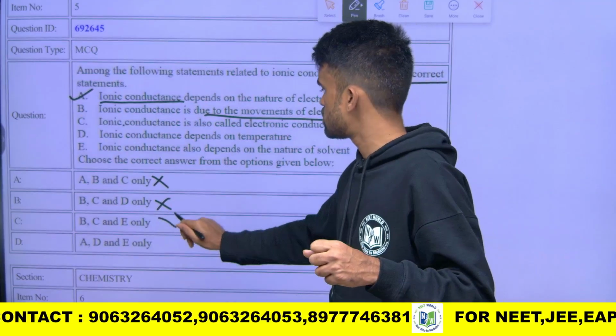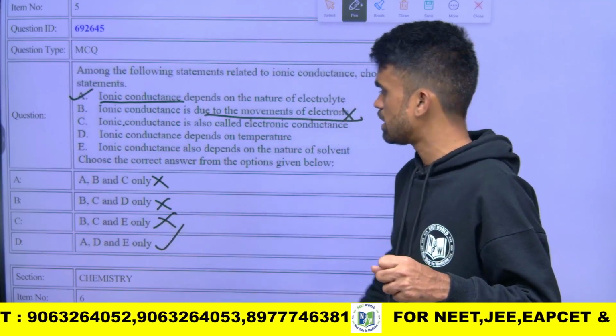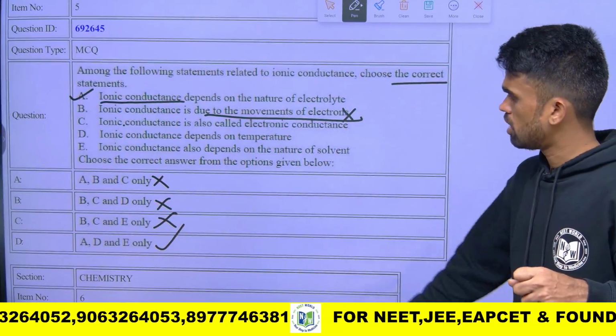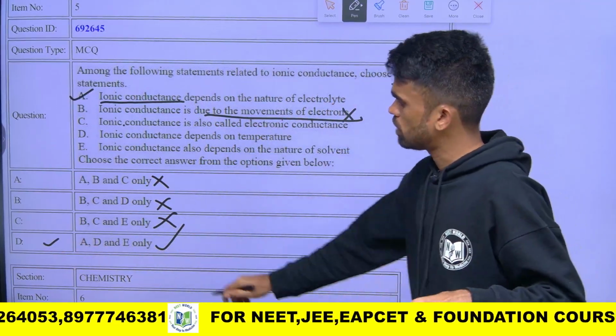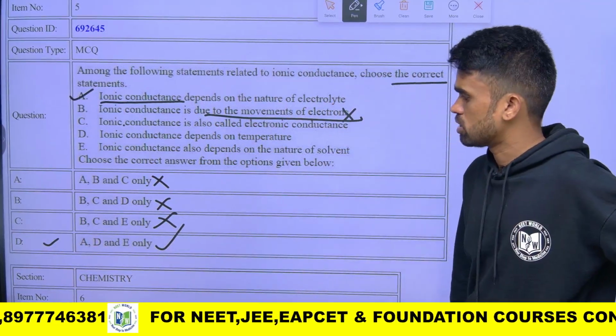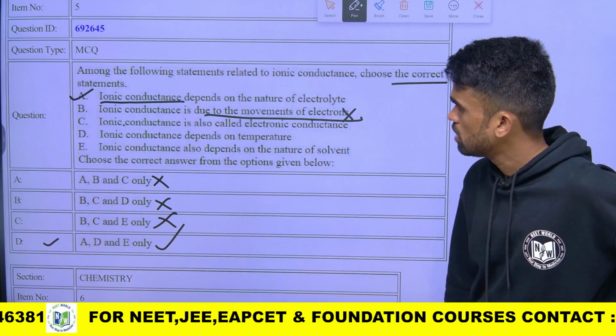Here also B is mentioned, remove that. So we have only option D, in which this fourth option only we are not having this B statement. So therefore we can directly go with that option as the correct one. Hope it is clear how I am solving.